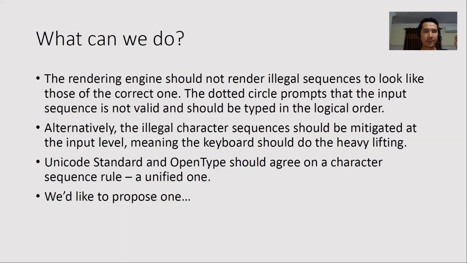So what can we do? The rendering engine should not render the illegal character sequences to look like the correct one, right? In that way, the user would be prompted to correct that when they see the dotted circle. So the dotted circle is very important to show the user that what they are typing is not right. It doesn't follow the standard. Then they can correct that, do it in another way, or figure it out.